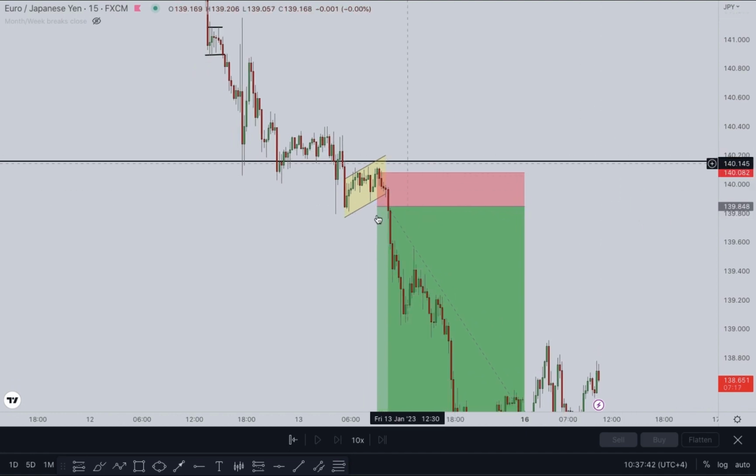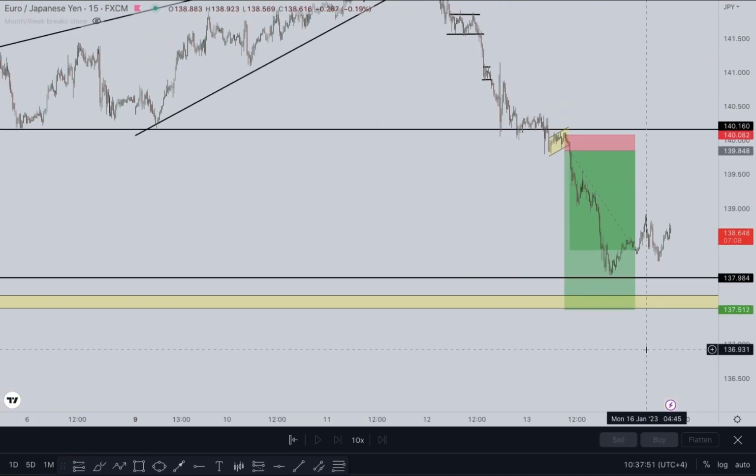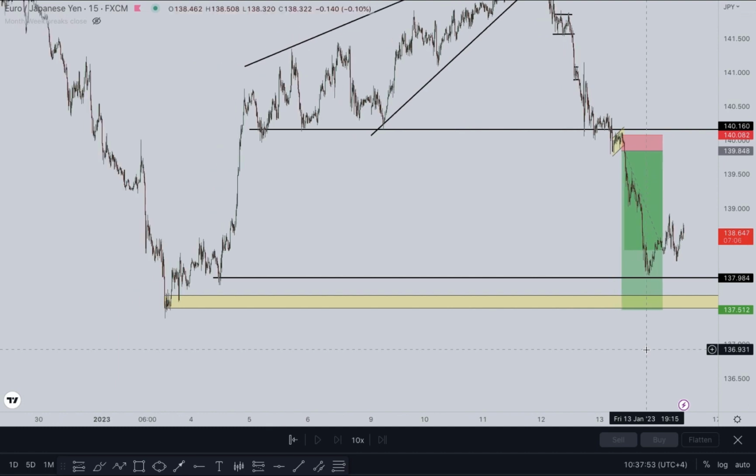We had an impulse, we had a nice flag. We went down the lower time frame to spot the confirmation. And then we took the entry with our stop loss here. And then where my final take profit was at this level, right? This was my final take profit.